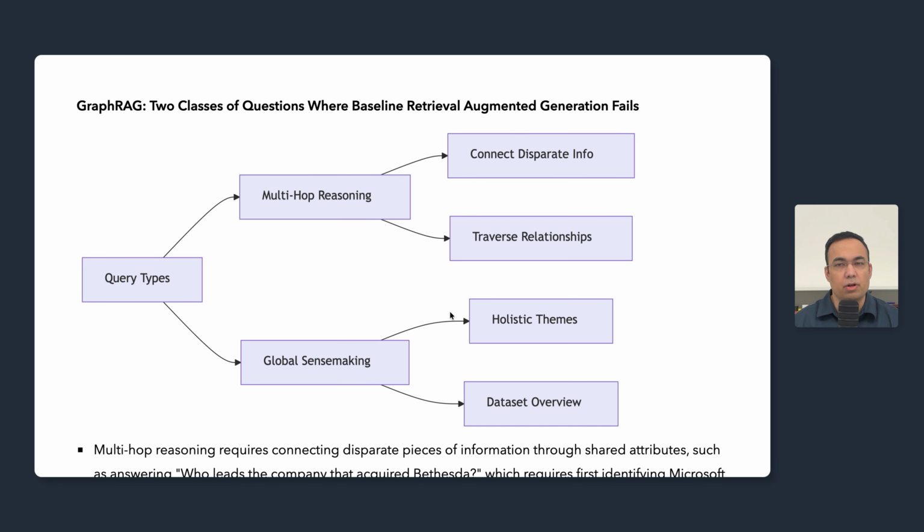What's particularly important to understand is that these failure modes become more severe as the document collection grows. In a small corpus, relevant information might happen to be close together, but as you scale to millions of documents, the probability of relevant information being scattered across non-adjacent chunks increases proportionally. So now that we understand the problem, let's look at how GraphRAG addresses these limitations.